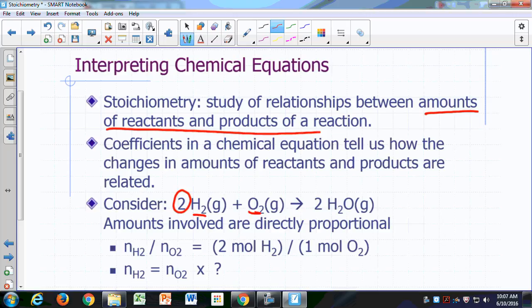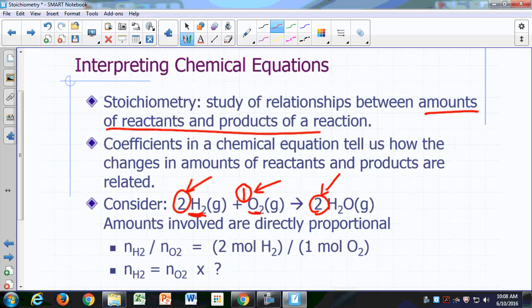The coefficient of O2 is not written, so it's implied to be 1. I'm sorry, the coefficient of H2 is 2. The coefficient of O2 is not written, so it's implied to be 1. And the coefficient of water is 2. What basically this tells us is that for every 2 moles of H2 that reacts, for every 2 moles that actually disappear from your reaction mixture, 1 mole of O2 will have to disappear as well, also be consumed, and those would be replaced by 2 moles of water.